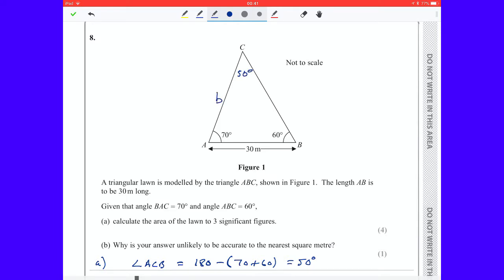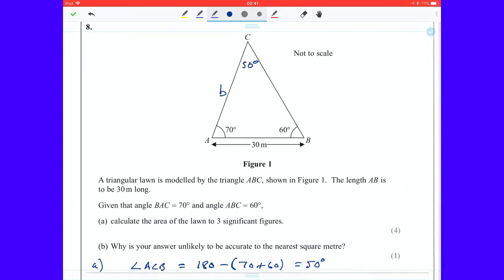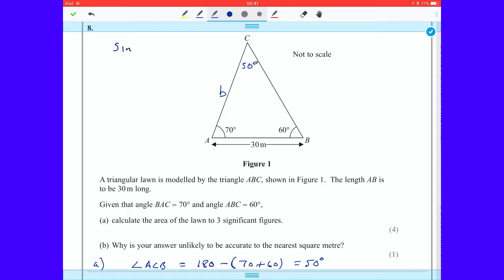Now I'm going to call this side AC little b, because it's opposite angle B. And I can use the sine rule to find that side. And rather than work on the lined paper further down, I'll work up the top of the page where we can still see the diagram. So I can say, sine rule: b over sine 60 is equal to 30 over sine 50.